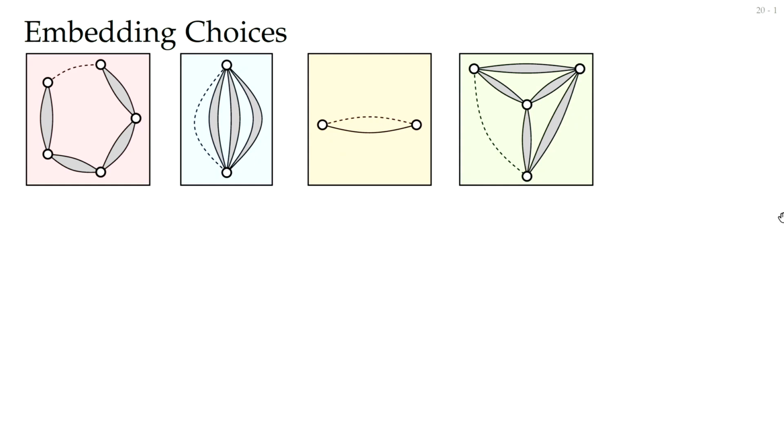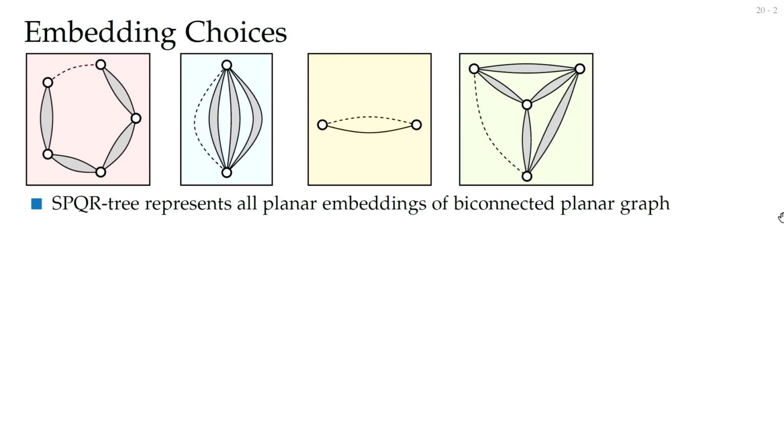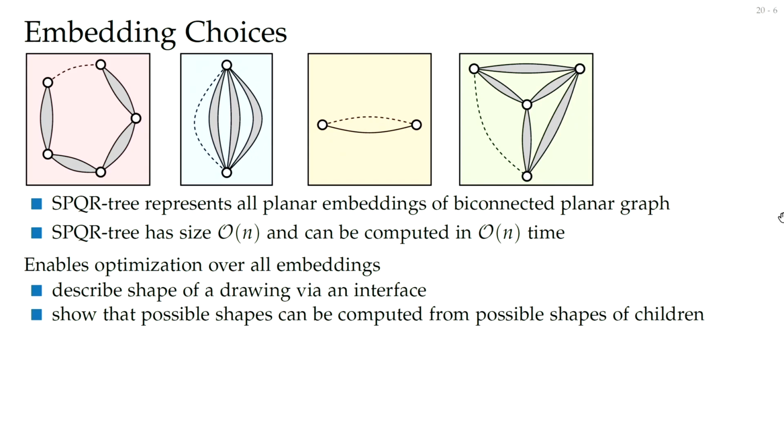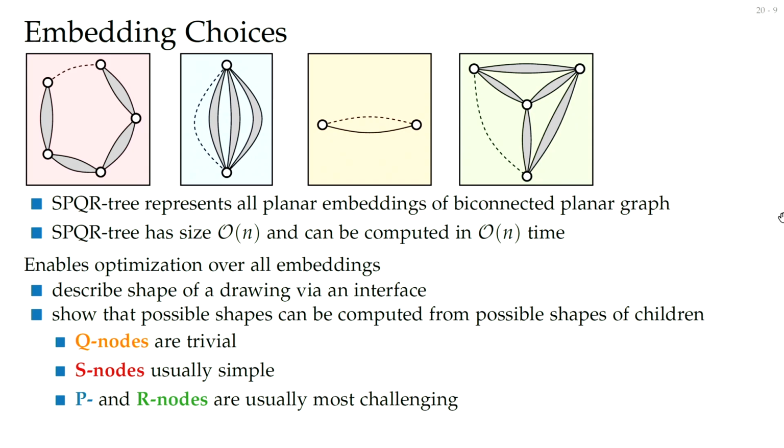And depending on the types of nodes, we can now encode different embedding choices. So for the Q node, it's pretty clear, but if we look at the P node, for example, there are different components. And how we order them, we can choose. That's different types of embeddings. We have linear size, we can compute in linear time. And yeah, here, if we have S nodes, then it's usually very simple. But if we have P and R nodes, then it's usually most challenging.